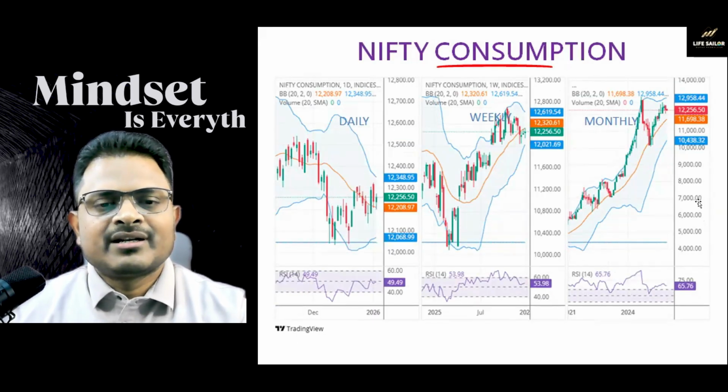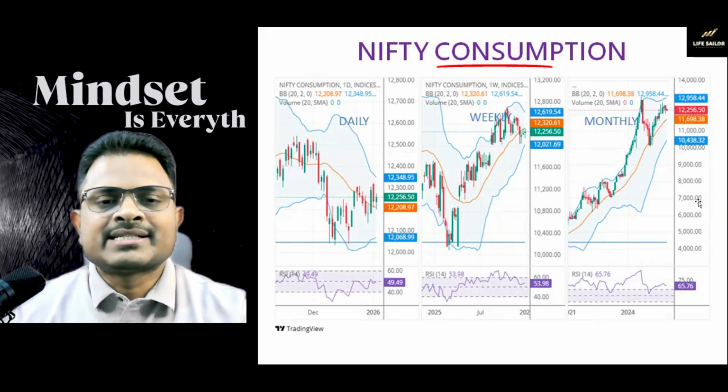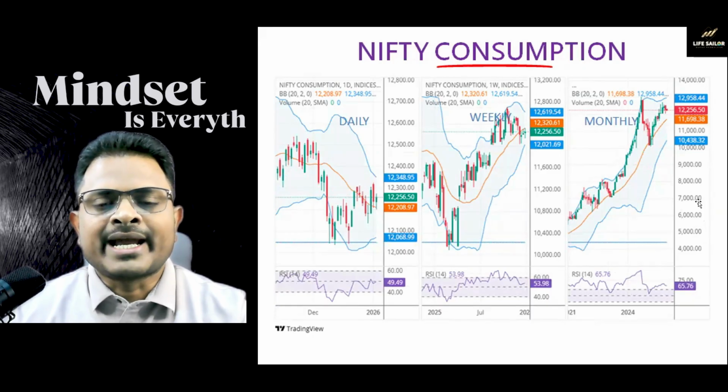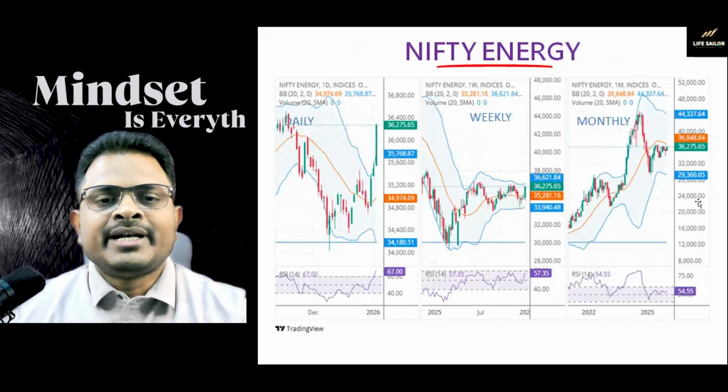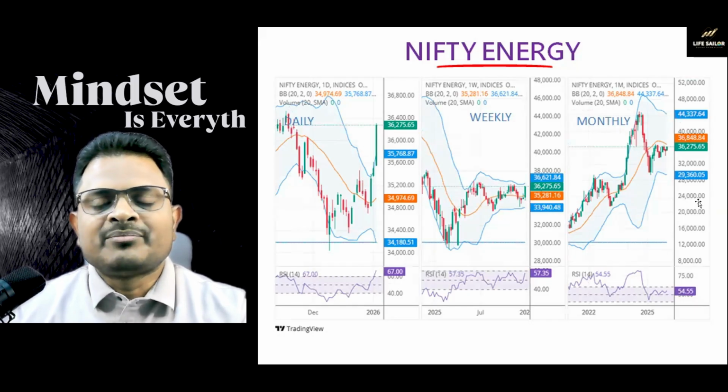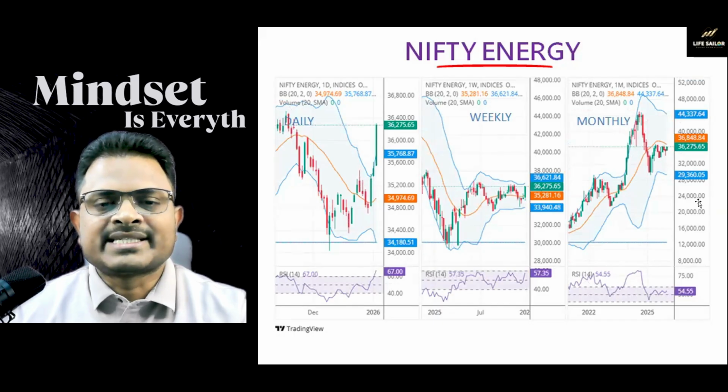Nifty consumption, monthly RSI above 60, daily, weekly between 40 60. So clearly there is a sideways market in short and medium term trends. Nifty Energy, monthly, weekly RSI between 40 60, daily RSI is crossing 60, but overall medium term and long term trend is sideways for the energy sector.